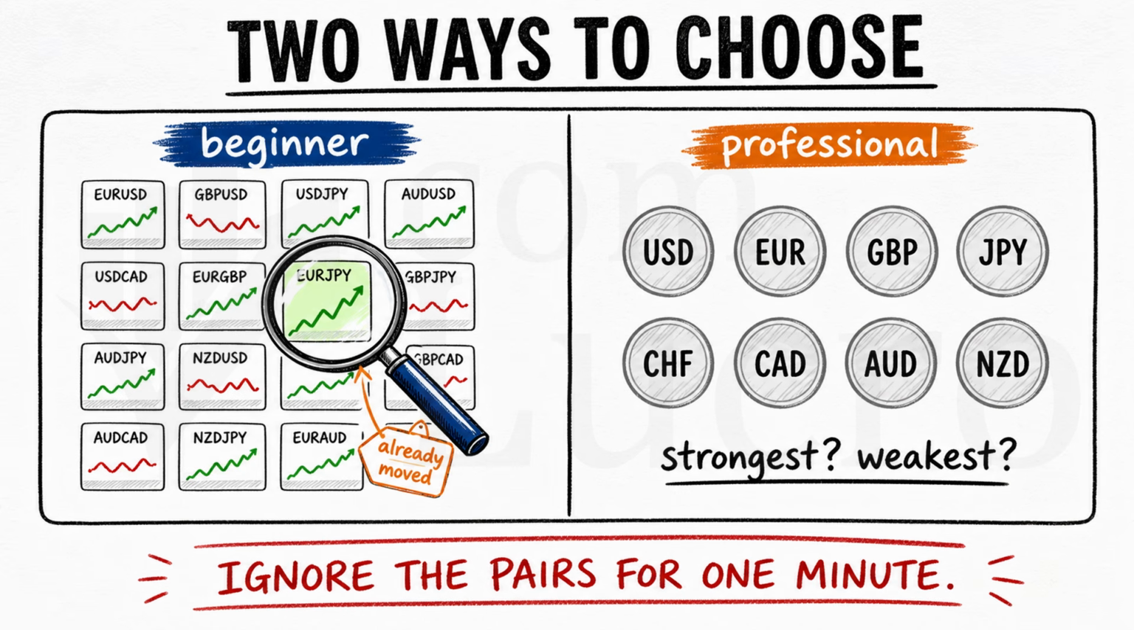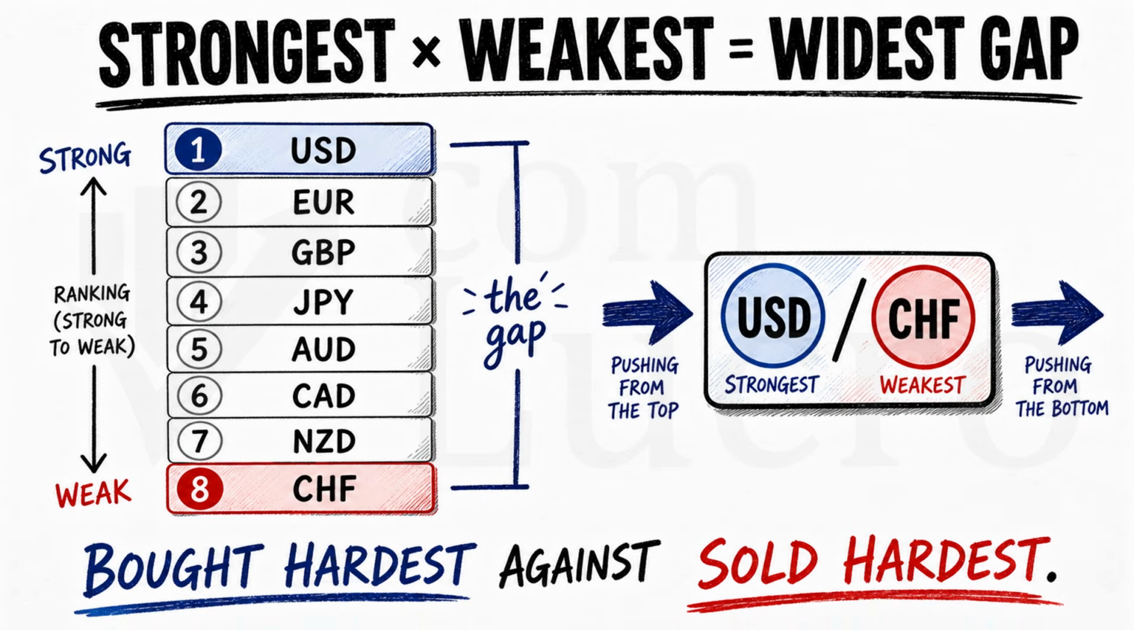Professionals do something almost embarrassingly simple instead. They ignore the pairs completely for a minute and ask a single question. Out of the 8 currencies I trade, which one is the strongest right now? And which one is the weakest? Because once you have those two names, the pair chooses itself. Strongest against weakest is, by definition, the widest gap on your screen. It's the one chart where one side is being bought hardest and the other side is being sold hardest at the same moment. Two forces pushing the same chart in the same direction.